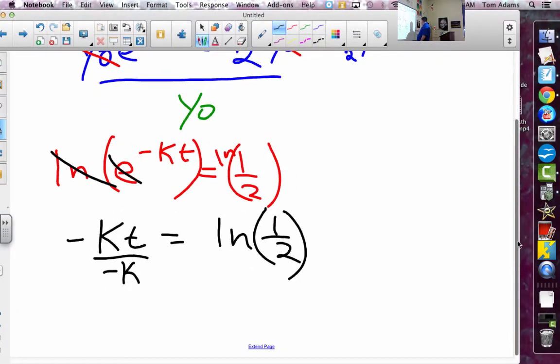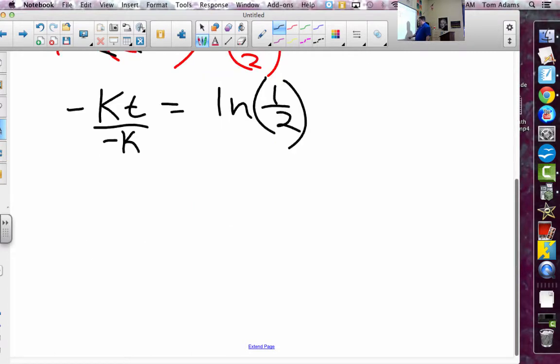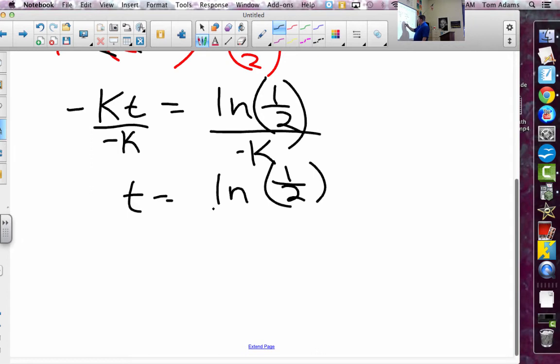Why isn't that going down? Oh, I've got to extend it. If I divide both sides by k, then t is actually equal to the natural log of 1/2, which is really just a number, divided by negative k.